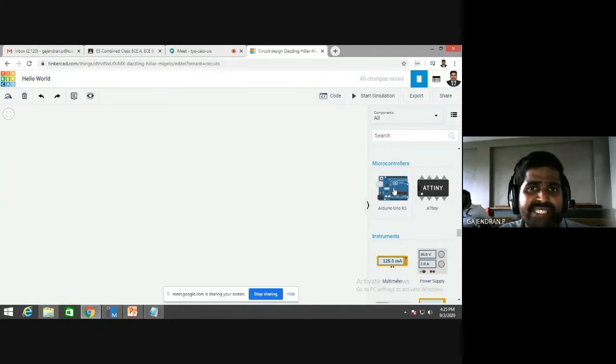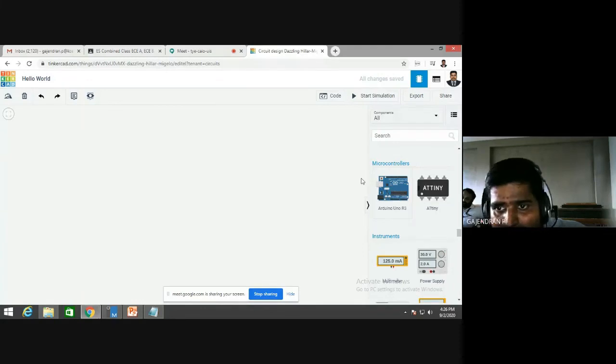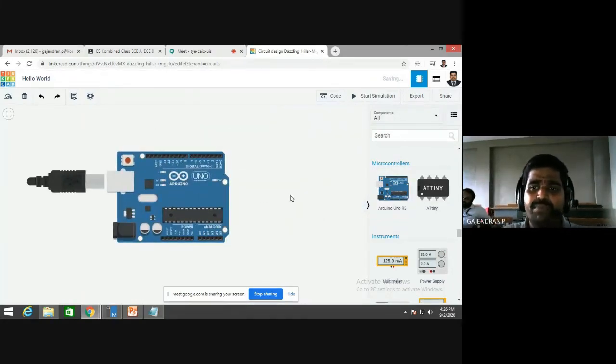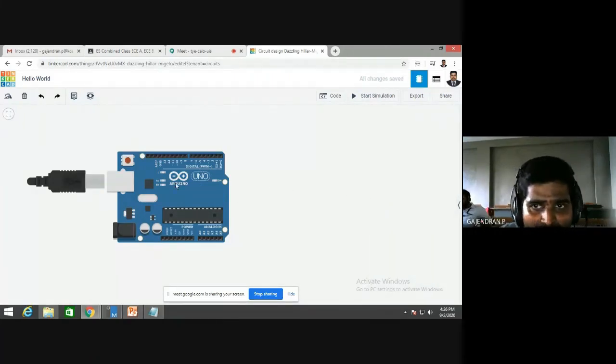It is like a simple Paint or Multisim software. You can learn this one. Whatever components you need to fetch, simply click the hardware and drag and drop. That's all. So this is the hardware setup I'm going to use. Only the onboard LED I'm going to use. So first I have chosen the hardware setup.